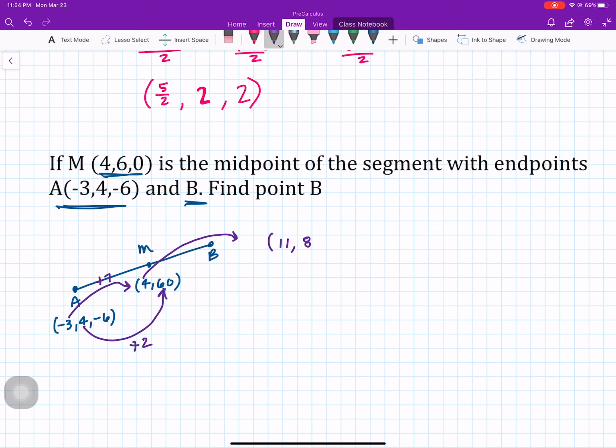And then finally, if I start at negative 6 and I go to 0, that means I'm going up 6, which means to get to B, I have to go up 6 again. So that means this would be 6. And that would be my point B.